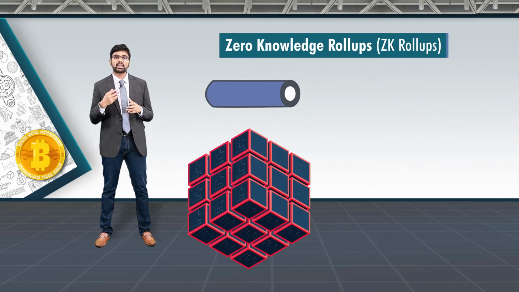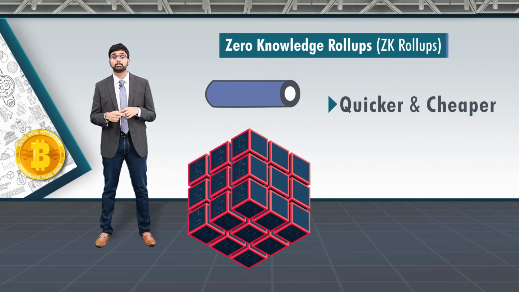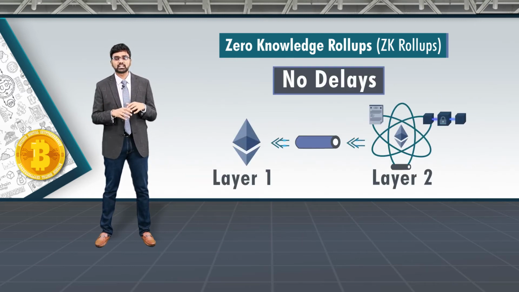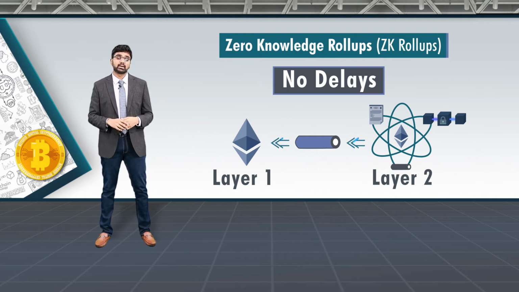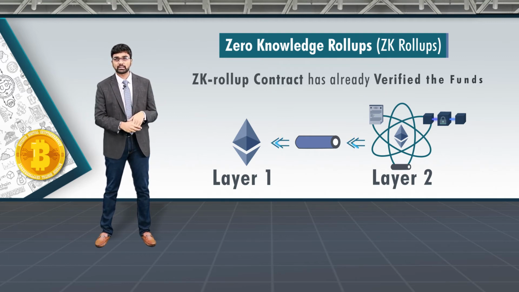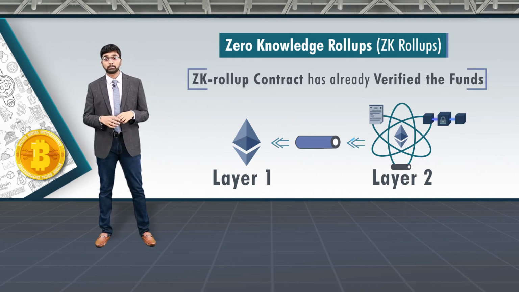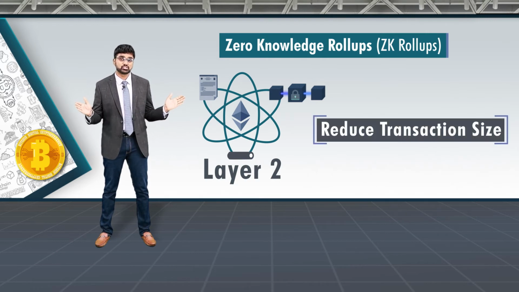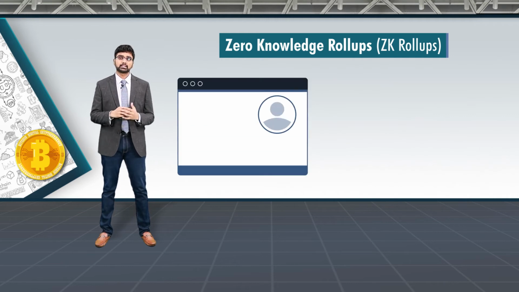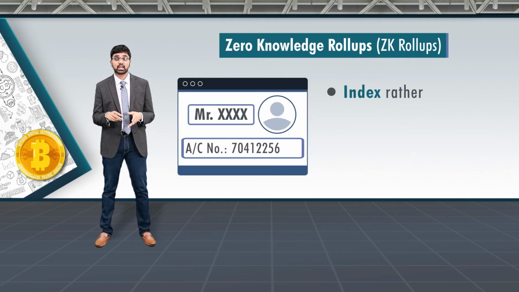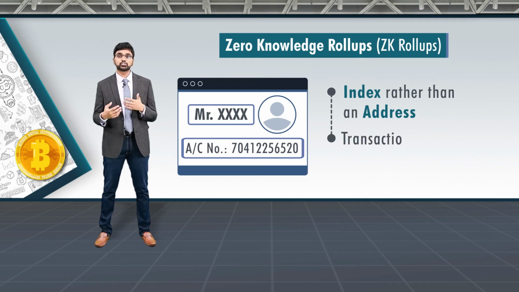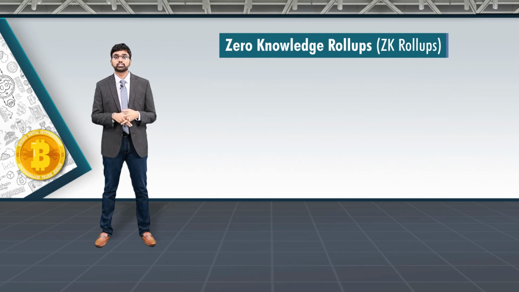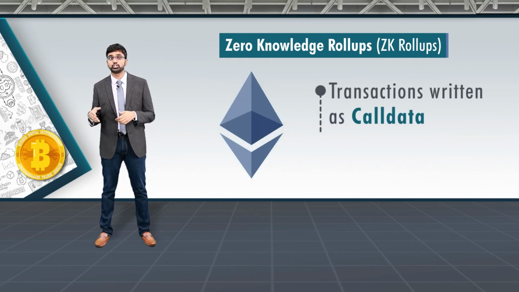With a ZK rollup, validating a block is quicker and cheaper because less data is included. With a ZK rollup, there are no delays when moving funds from layer 2 to layer 1 because a validity proof accepted by the ZK rollup contract has already verified the funds. Being on layer 2, ZK rollups can be optimized to reduce transaction size further. For example, an account is represented by an index rather than an entire address. So the size of the transaction reduces from 32 bytes to just 4 bytes. Transactions are also written to Ethereum as call data, thereby reducing the gas a lot.